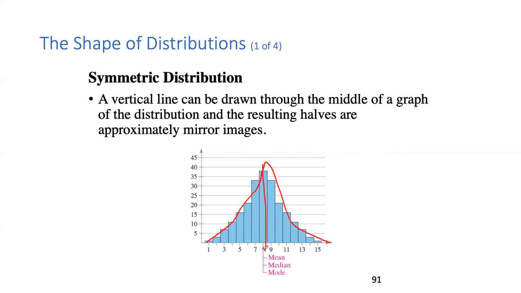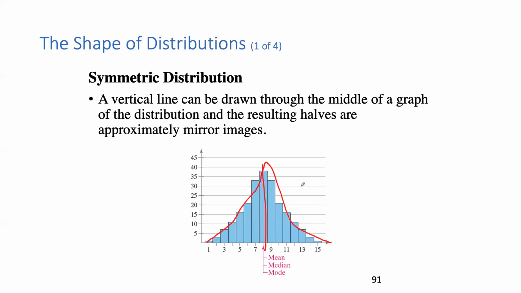So if I try to pass a line through the center of the distribution, then the entire shape of this distribution turns into two equal images which look like mirror images of each other, right? So if that is the case, then I say that the distribution is symmetric. Okay, so visually that's how I know when a distribution is symmetric. But in an analytical sense, a distribution is said to be symmetric if the mean, the median, and the mode are all the same, right?